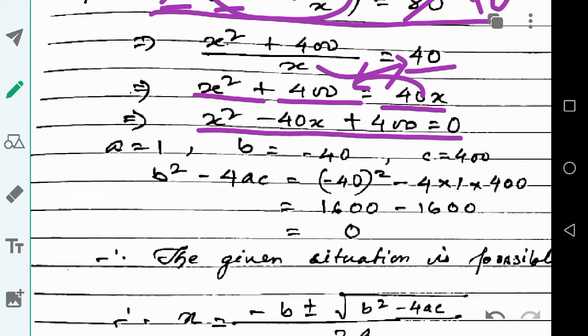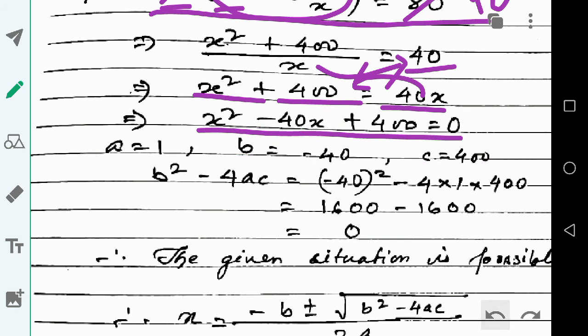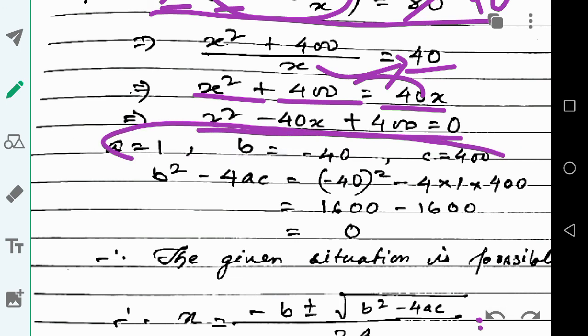Now here a is equal to 1, the coefficient of x², b, the coefficient of x, is −40, and the constant term c is 400. Now let us put these values of a, b and c in b² − 4ac, and we have got b² − 4ac equal to 0. So if b² − 4ac is equal to 0, that means the situation is possible.